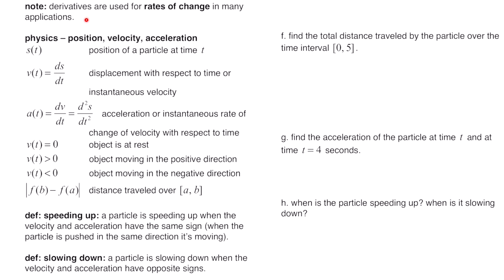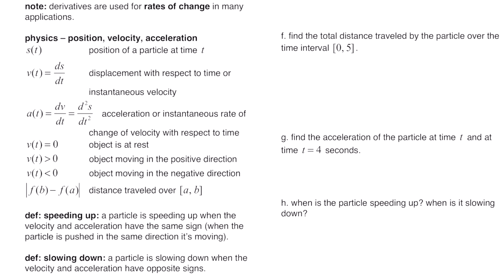I have a note here that says derivatives are used for rates of change in many applications. One that's going to come up a lot is physics. We have our position, velocity, and acceleration. Here we have s of t is going to be the position of a particle at time t. When you take the derivative of your position function, you're going to get velocity. So velocity, again, we have it written as ds/dt, the derivative of the function s with respect to time. It's the displacement with respect to time, or instantaneous velocity.